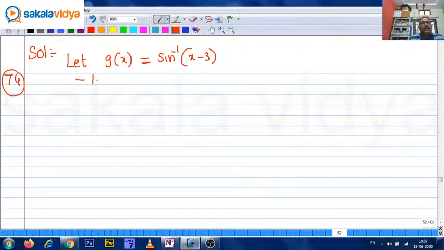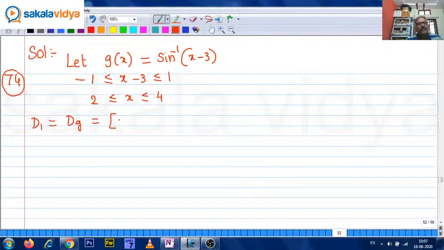So minus 1 less than or equal to x minus 3 less than or equal to 1. Adding 3 on both sides, you get 2 less than or equal to x less than or equal to 4. That means domain of g equals D1, closed 2 comma 4. Say equation 1.